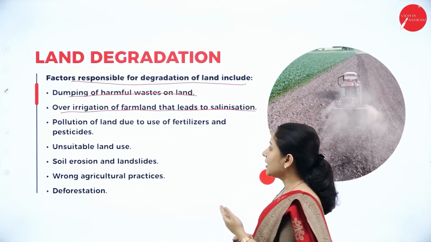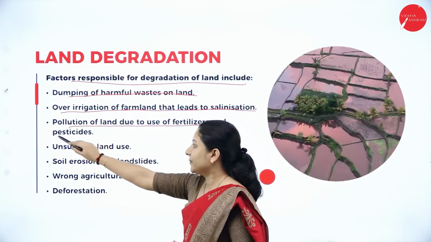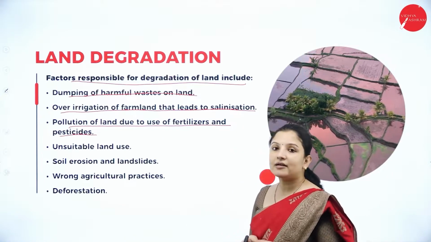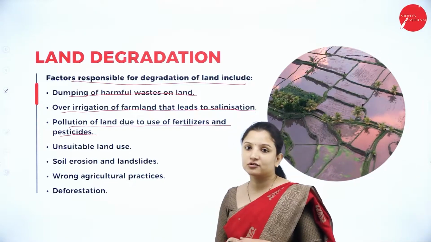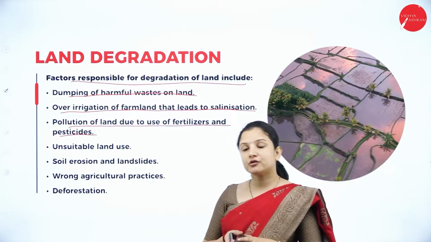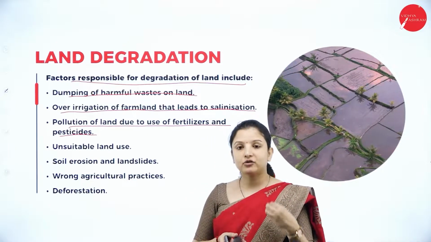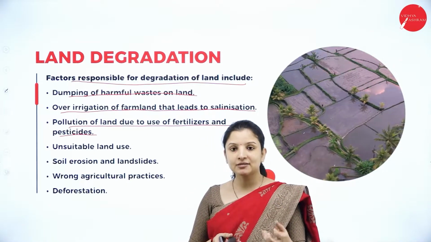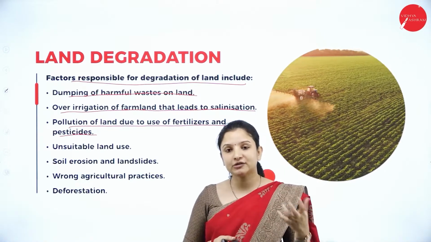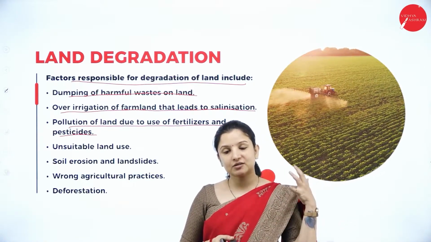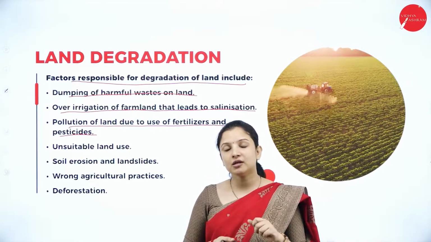salinization, and pollution of land due to use of fertilizers and pesticides. Not just that, land degradation can occur because of the pollution that is caused to the land. How is pollution caused? As and when the agriculture sector expands or the agricultural land expands, in order to improve the economy, the farmer tries to buy chemical fertilizers, pesticides and all that from the market, and he will start using them on the land.